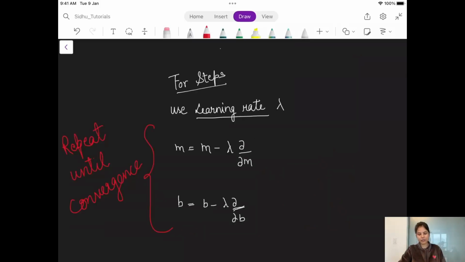So these are the steps and these are the parameters that we initialize in the gradient descent. The values of m and b keep on updating until convergence. Till we reach this minimum point, the values of w or b will keep on updating, reducing or increasing. If we are here, then it will keep on reducing.